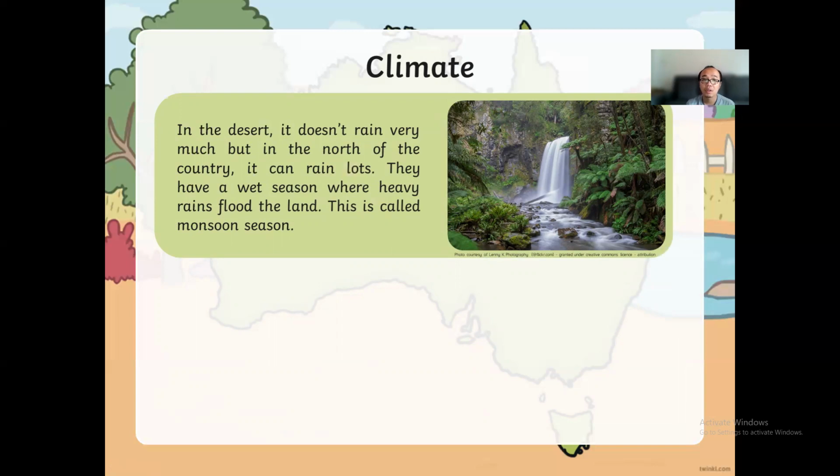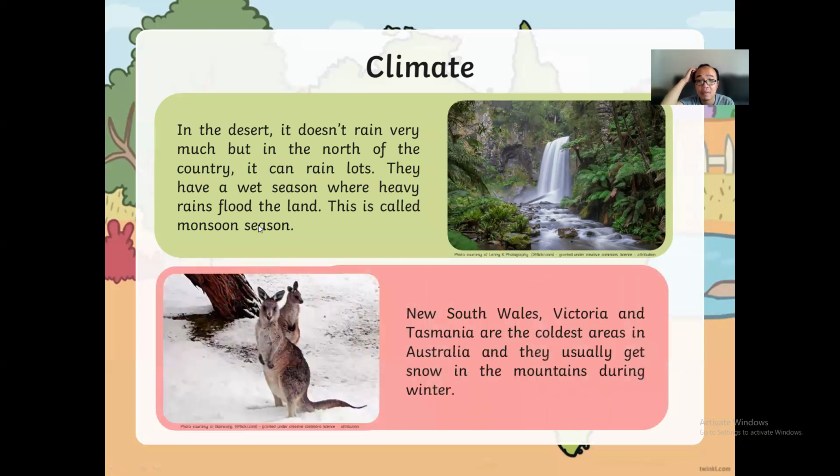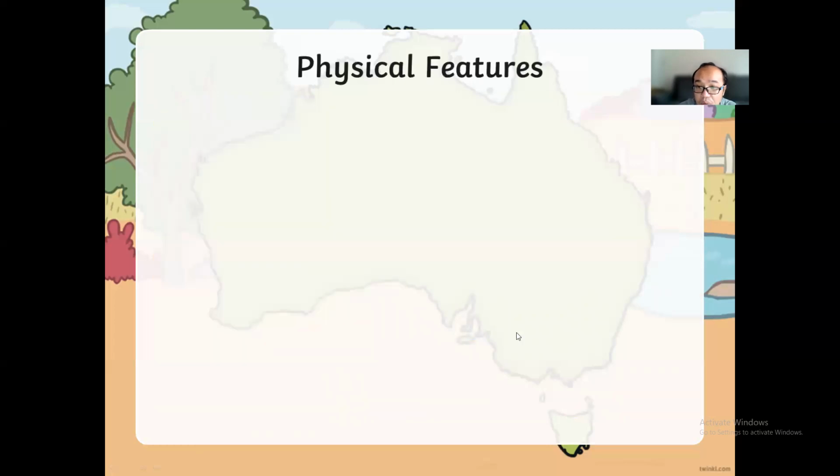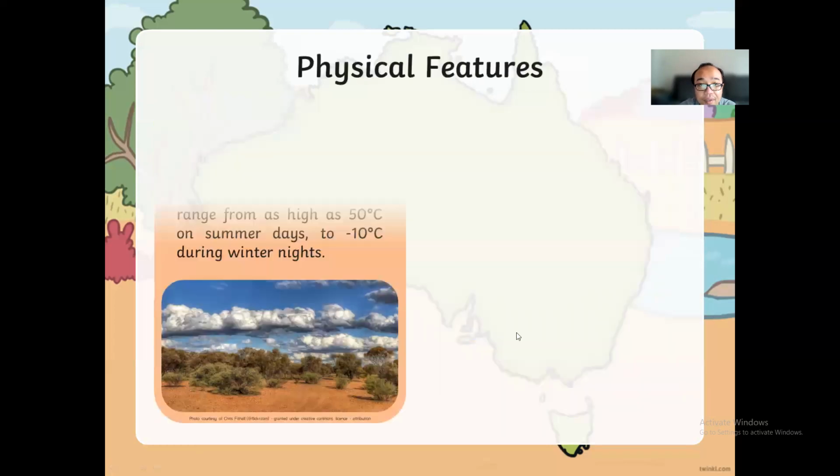The northern part mostly has a rainy season. It's a wet season with heavy rain across the land. We call that monsoon season, same as in Malaysia or Thailand, which also have a monsoon season. In the south, Victoria and Tasmania are the coldest areas.